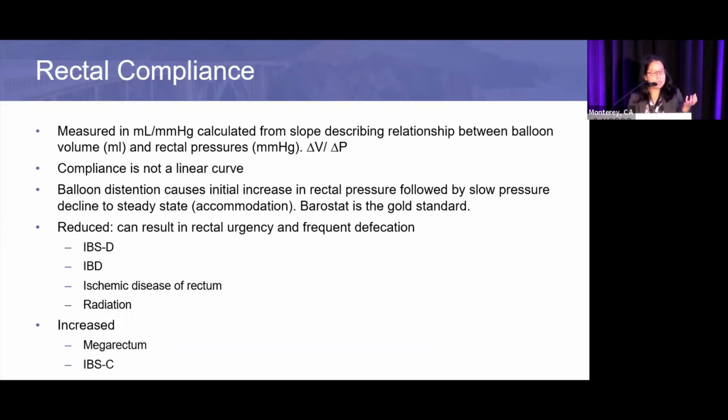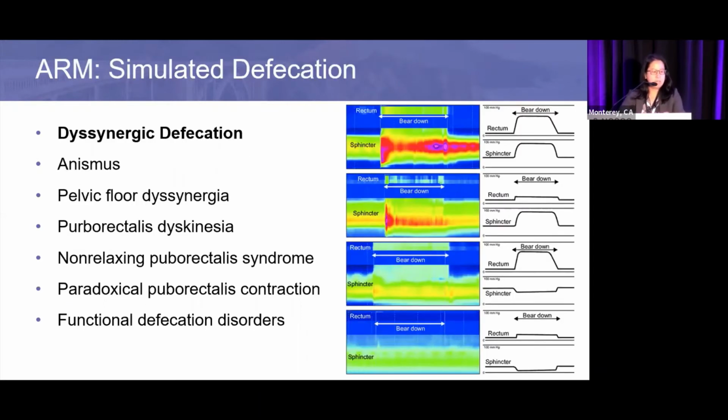You can see reduction in rectal compliance, usually resulting in rectal urgency or frequent defecation. These are commonly associated with IBS diarrhea, inflammatory bowel disease, ischemic disease of the rectum, radiation. Just imagine, if you have some kind of injury to the muscle and the muscle now becomes stiff and hard, it's not stretchable, then things cannot really be contained, they just have to come out. Increase, we think of a kind of floppy rectum, really compliant, really stretchable, can be seen in megarectum or irritable bowel constipation.